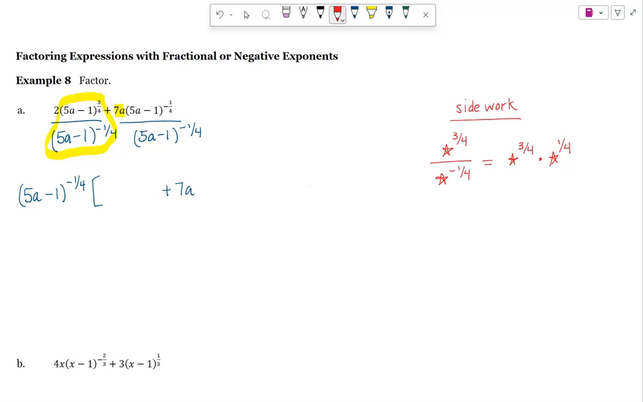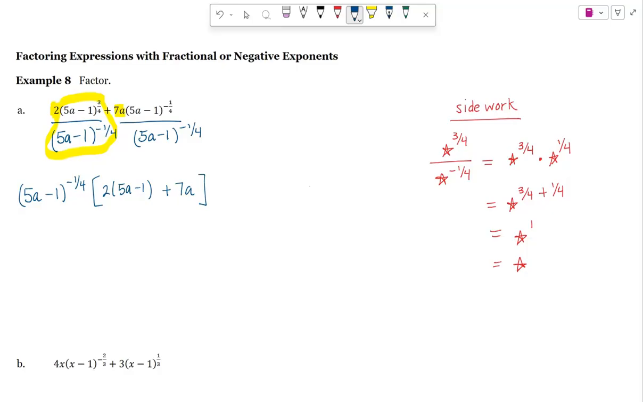When I've got exponents like this where the bases are the same and I'm multiplying, I can add the exponents. So this is 3/4 plus 1/4, which is just 1, or it looks like we're just going to end up with just star. Again, for us, star is the 5a minus 1. So in this first term, the 2 is still sitting here. Nothing's happened to that. So we're going to have 2 times 5a minus 1.